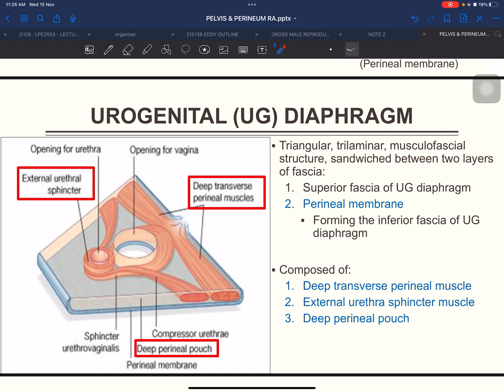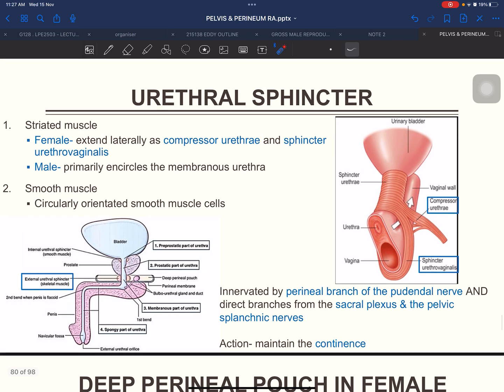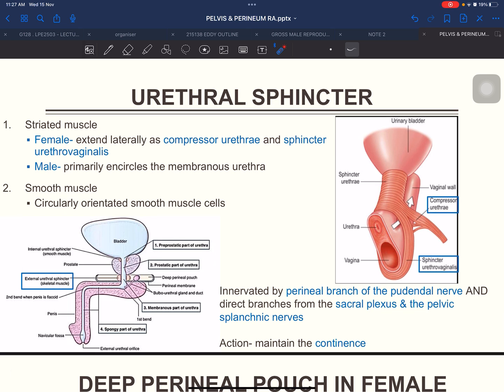The urethral sphincter is a striated muscle and also smooth muscle. In female, there are the compressor urethrae and the sphincter urethrovaginalis, which just encircle the membranous urethra. Circularly oriented smooth muscle cells are also present at the urethral sphincter.